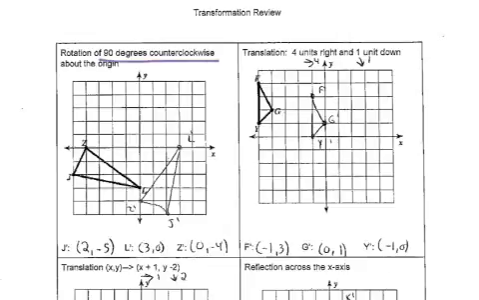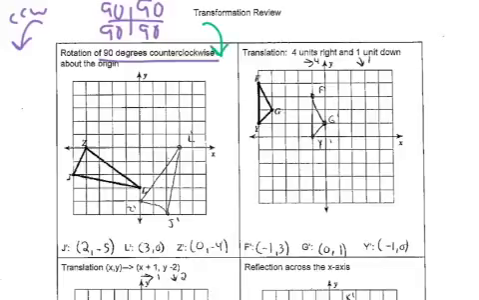So remember, each quadrant is 90 degrees. If I'm doing counterclockwise, that means I'm going to the left. If I was going clockwise, that means I'd be turning it to the right. So 90 degrees counterclockwise would mean one turn to the left.